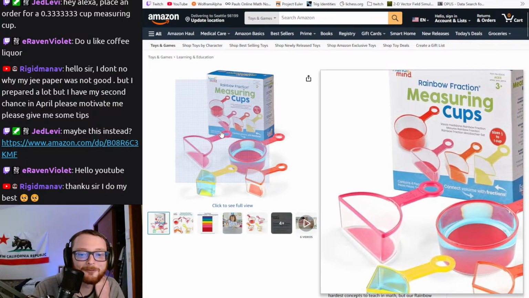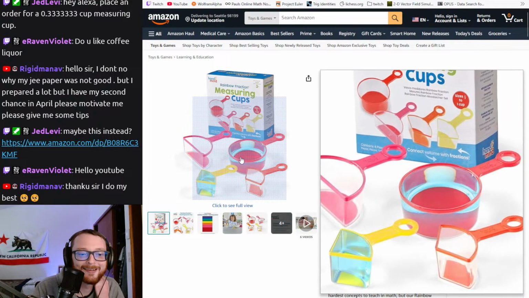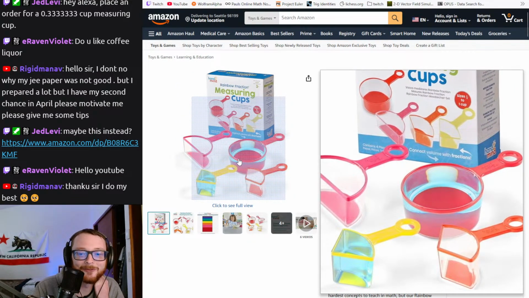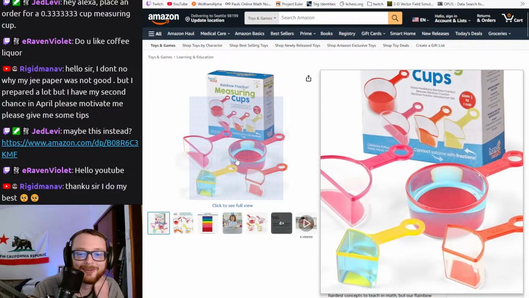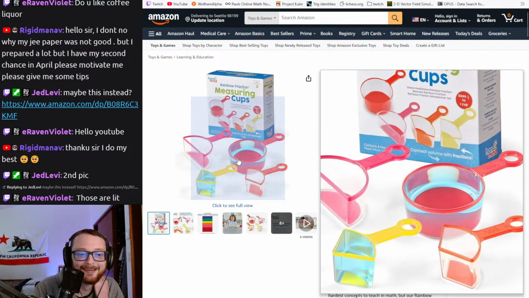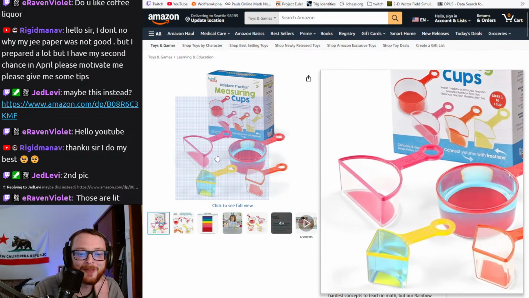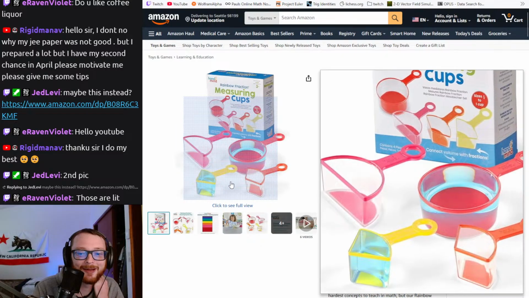They're fraction measuring cups. These are kind of cool for teaching kids fractions. So you have the full 1 cup and then a half cup, a third cup, and a quarter cup. I kind of like these. Unironically.